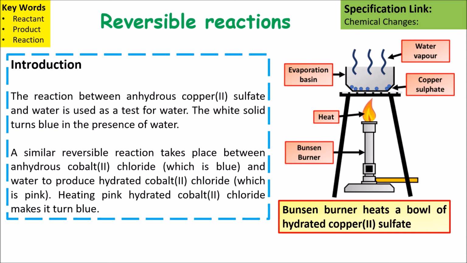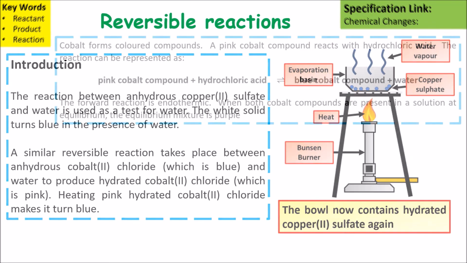If we look at an experiment where we could look at this, if we've got copper sulfate and we heat it up with a Bunsen burner, the water is driven off, leaving anhydrous copper sulfate. If the Bunsen burner is turned off and water is added back to it using a pipette, the bowl would contain hydrated copper sulfate again.